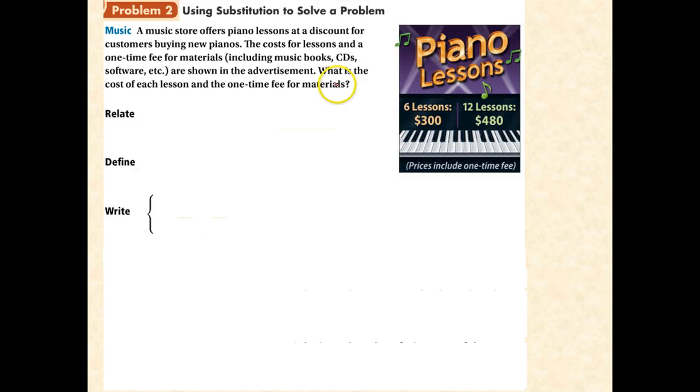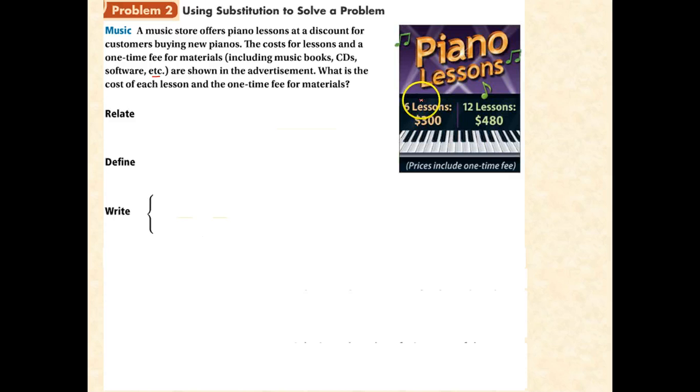Ooh, piano lessons. I like piano lessons. A music store offers piano lessons at a discount for customers buying new pianos. The cost for lessons and a one-time fee for materials, including music books, CDs, software, etc., are shown in the advertisement. What is the cost of each lesson and the one-time fee for materials?